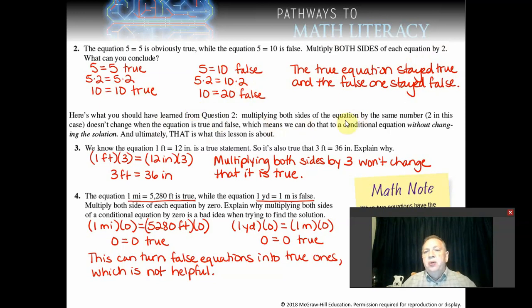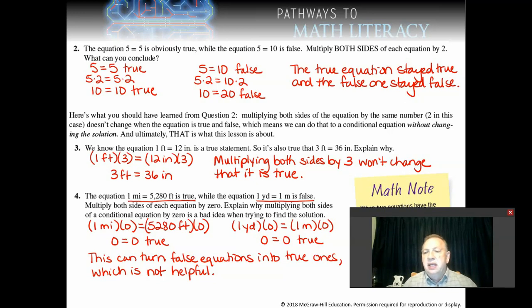If I multiply both sides of the equation by the same number, the number was 2 in that case, it didn't change whether the equation was true or false. If I know that this thing is true, I built this equation so that it was true to start with, I can multiply both sides by 2.